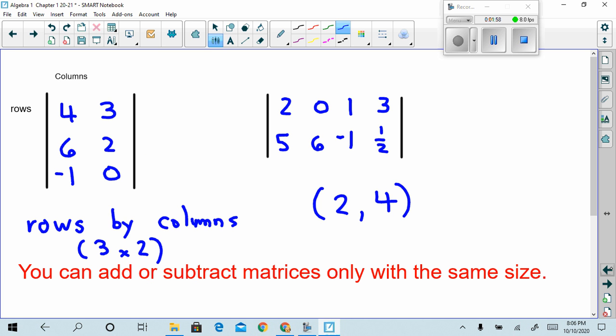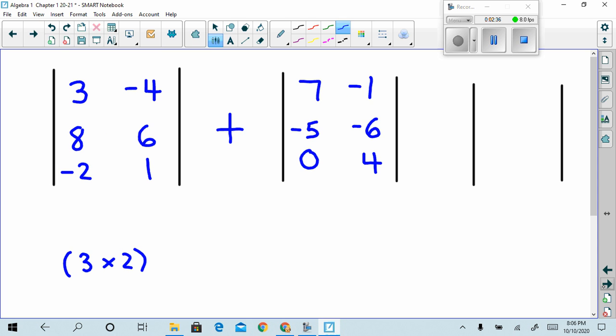We should be able to name an entry or element in a particular matrix. So for example, in the one on the left, if I asked you what would be the entry in the second row, second column, that would be 2. If I asked you for the element or entry in row 1, column 2, that would be 3. Looking at the second one, if I asked you for the entry in row 2, column 4, it would be 1/2. So just knowing the position is helpful.